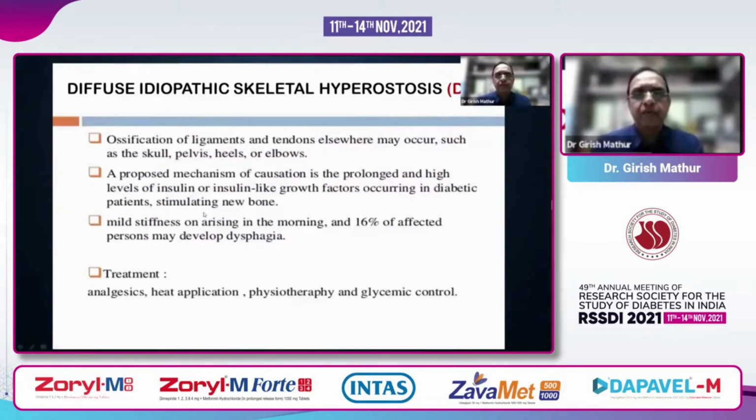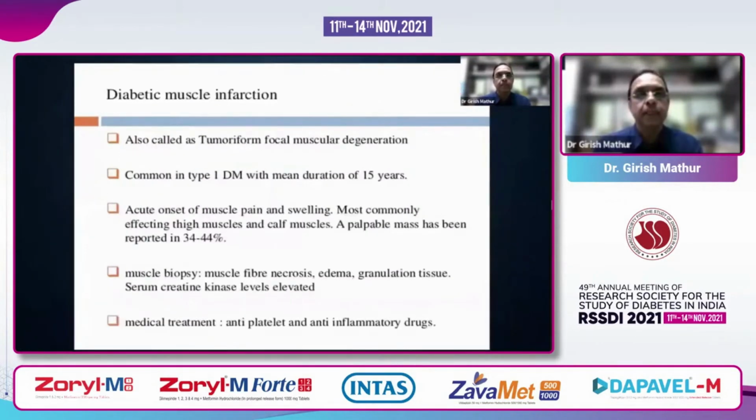A proposed mechanism of causation is the prolonged and high levels of insulin or insulin-like growth factors occurring in diabetic patients, stimulating new bone formation. There is a mild stiffness on arising in the morning, and 16% of affected persons may develop dysphagia. Treatment is analgesics, heat application, physiotherapy, and glycemic control.